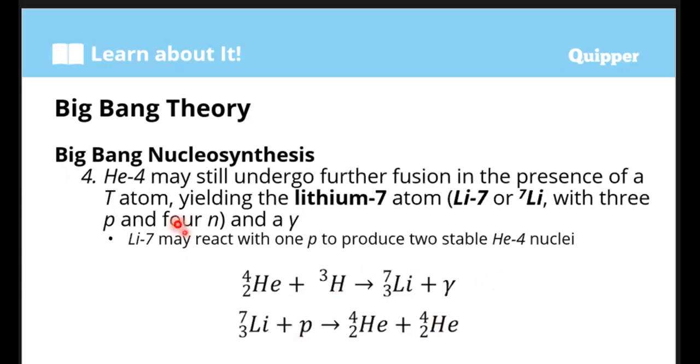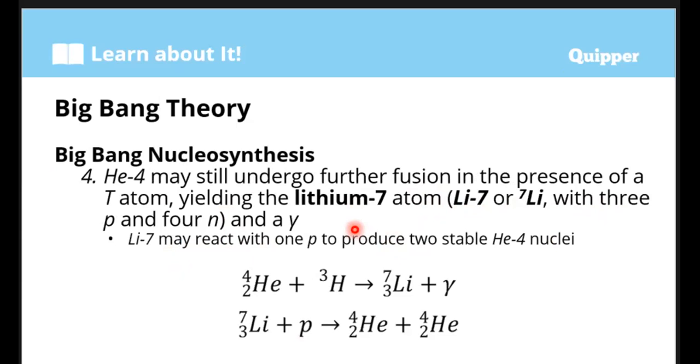So as a result, this helium-4 may still undergo further fusion in the presence of the tritium atom, yielding the lithium 7 atom. Because it has a higher binding energy compared to the other elements that were mentioned.